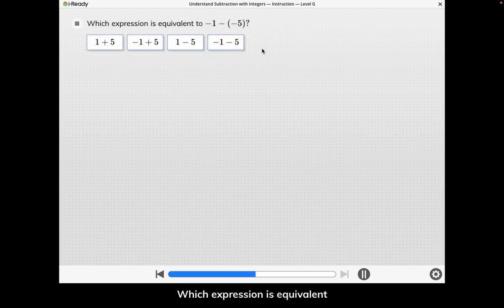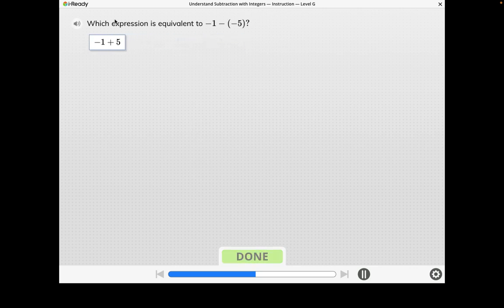Which expression is equivalent to -1 minus -5? So start at -1, then add 5. So that's going to be 4. So which expression is equivalent? That one. -1 plus 5.